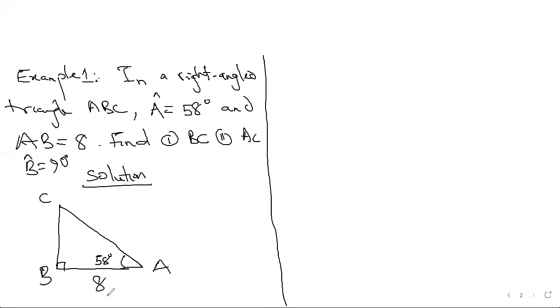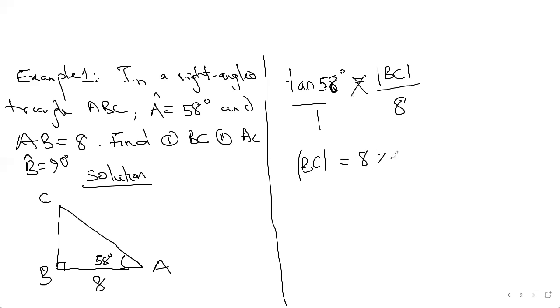So now I have adjacent, I have opposite. I'm looking for opposite rather. So I can use tan. So tan of the angle, 58 degrees, should be equal to opposite, which is BC, divided by adjacent 8. So we can cross multiply here. So BC will be equal to 8 multiplied by tan 58 degrees.